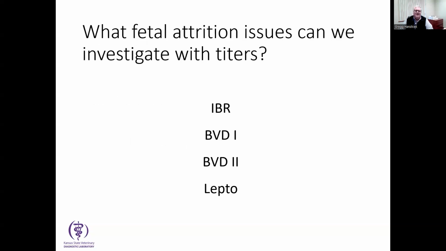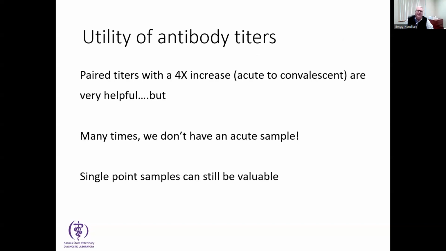There are lots of things that we can't rule out because the lag time from when the fetal loss occurred to when the preg checking occurred is so great that there's just a lot of things that we can't investigate. But we believe that by looking at these antibody titers, we can at least rule in or rule out IBR, the BVDs, and the 5 leptoserovars. And so that's what the subject of this series of videos is going to entail.